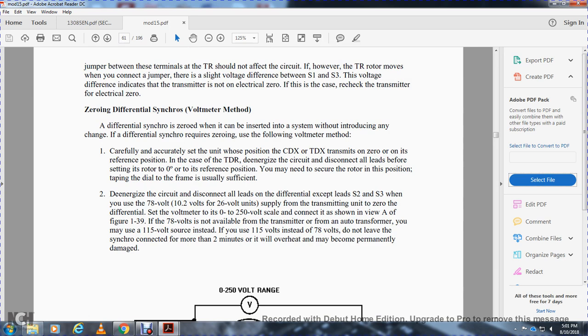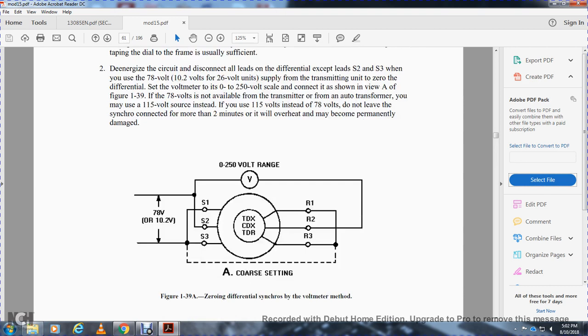Alright, zeroing differential synchros, the voltmeter method. Differential synchro zeroing can be interpreted with the system introducing any of the chain, and differential synchros require zeroing by the following voltmeter method. Carefully and accurately set the unit: the control differential transmitter, the torque differential transmitter, and the torque differential receiver, with the 0 on the transmitter as the reference point. Before energizing the circuit, disconnect all the leads. Before setting the rotor to 0 with the reference points, the reference position needed to receive the rotor is in the position with the tap of the dial with the frame, which is usually sufficient.